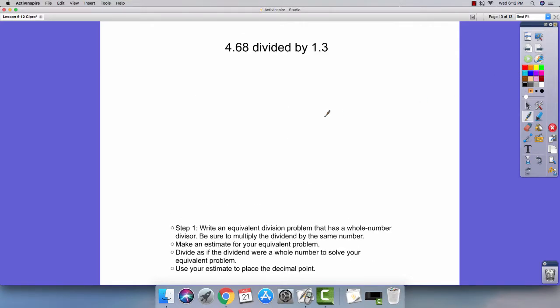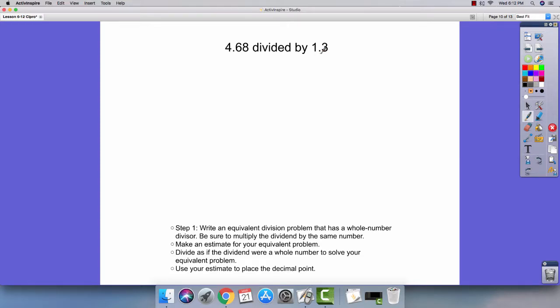Let's look at another problem. Now I have 4 and 68 hundredths divided by 1 and 3 tenths. So step 1 is to write an equivalent division problem that has a whole number divisor. So we know how to divide decimals if I have a whole digit or a whole number divisor. So I need to get this to be a whole number.